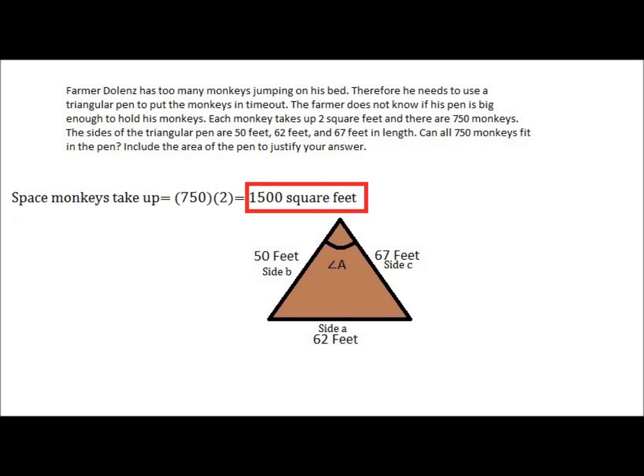The last step of this problem is going to be to find out how much space the monkeys will actually take up. So what we're going to do is take the 750 monkeys and multiply it by the 2 square feet that each monkey is going to take up. And what we find is that we will need a total of 1,500 square feet for all the monkeys.